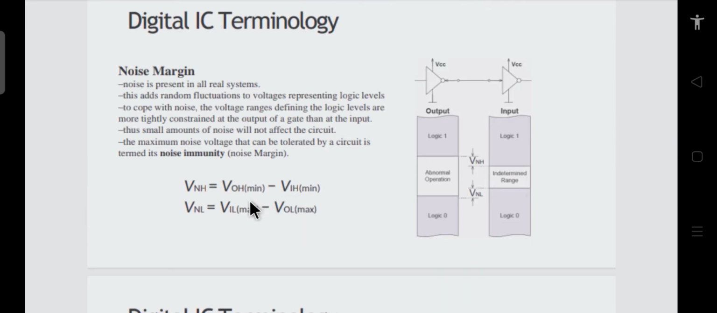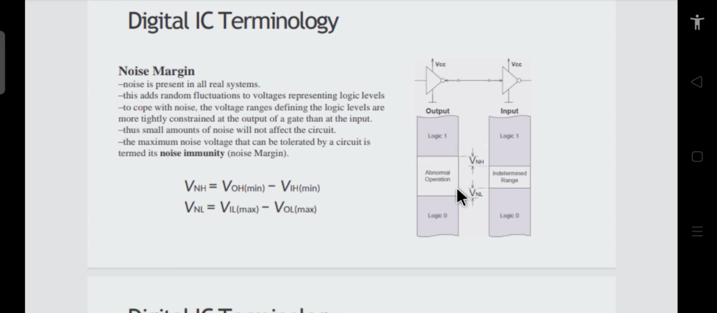Then there comes the noise margin. To define the noise margin, we define it on the upper side and the lower side. NMH and NML, N stands for noise margin, noise immunity. If you want to know the noise immunity of a circuit, you find NMH as VOH minimum minus VIH minimum. Or if you want to determine the noise margin on the lower side, they may be equal, but they may be different as well. That is defined as VIL maximum minus VOL maximum.